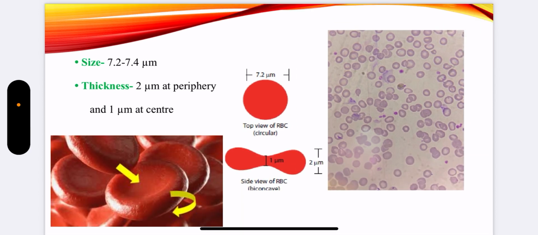Now, the size of a normal RBC ranges from 7.2 to 7.4 micron, whereas its thickness varies from center to periphery. At the center, it is around 1 micron, whereas at the periphery, it becomes 2 micron. You can see the changes in the thickness and the overall size in this figure.